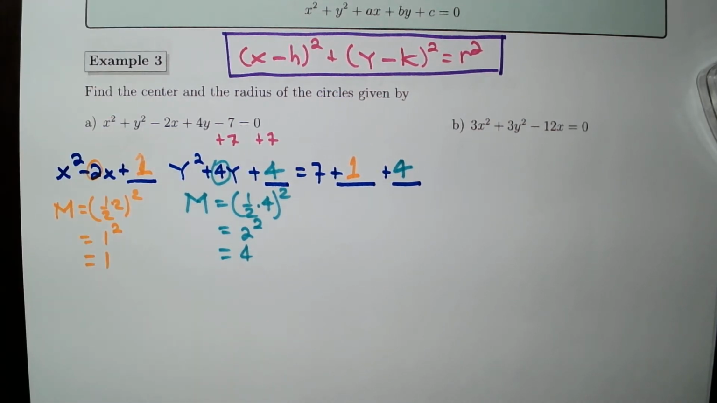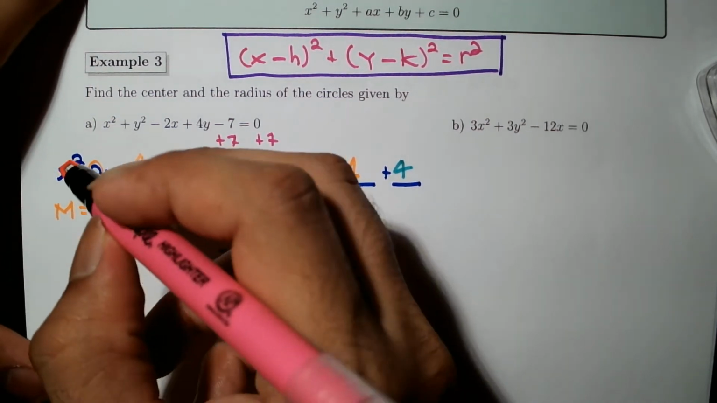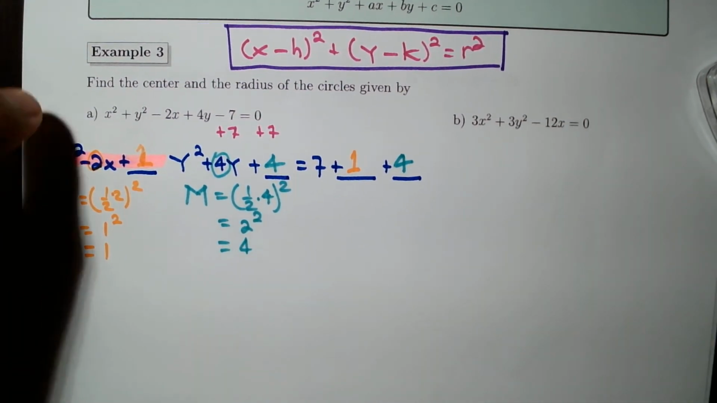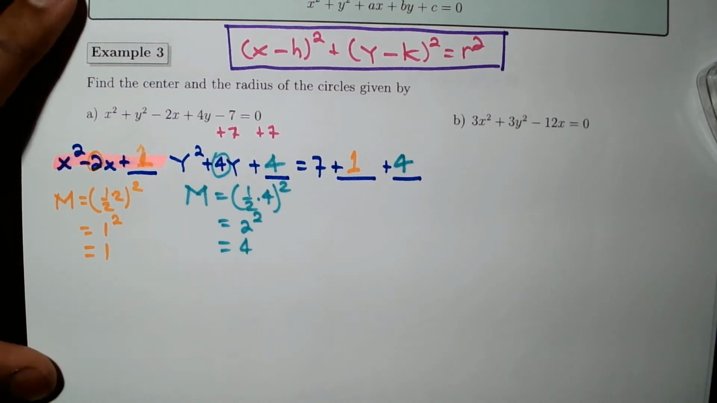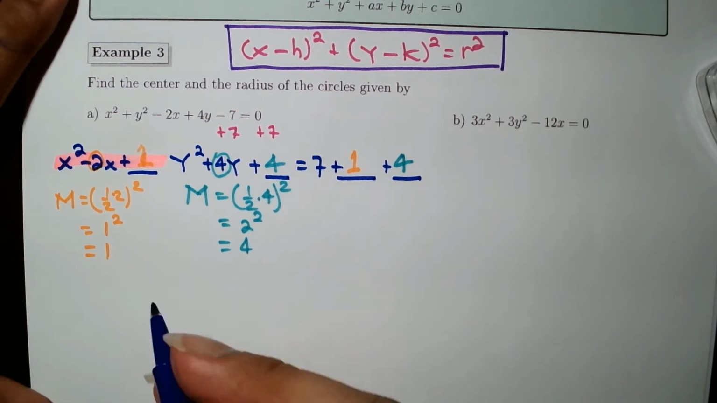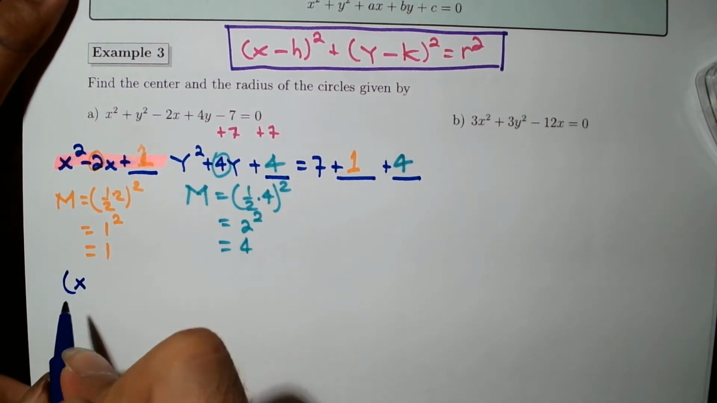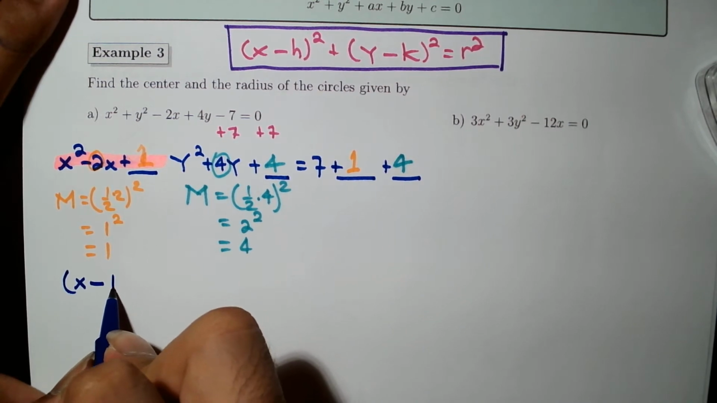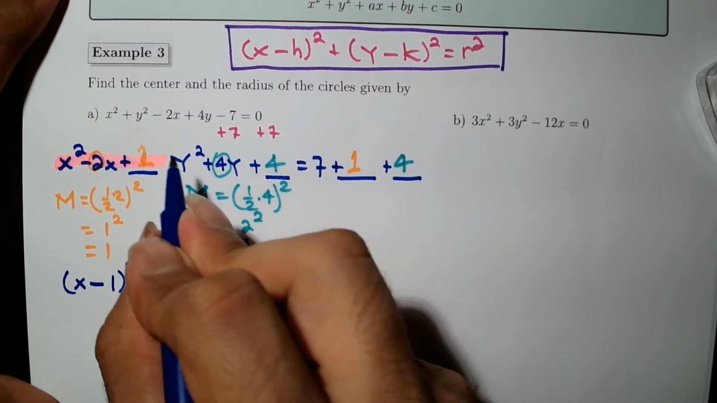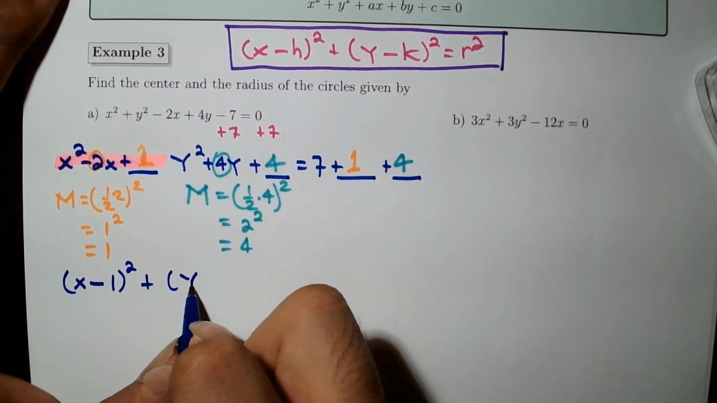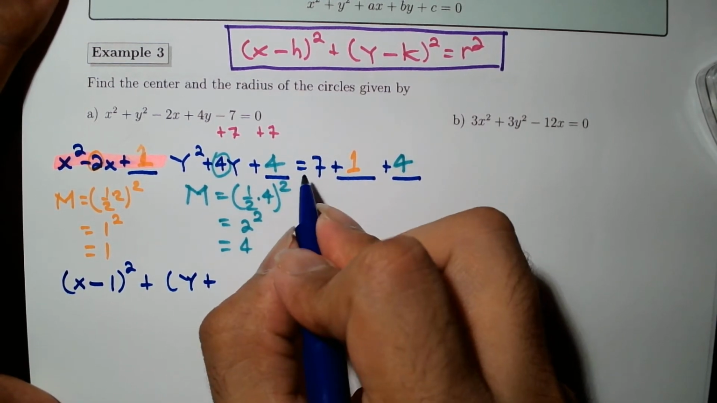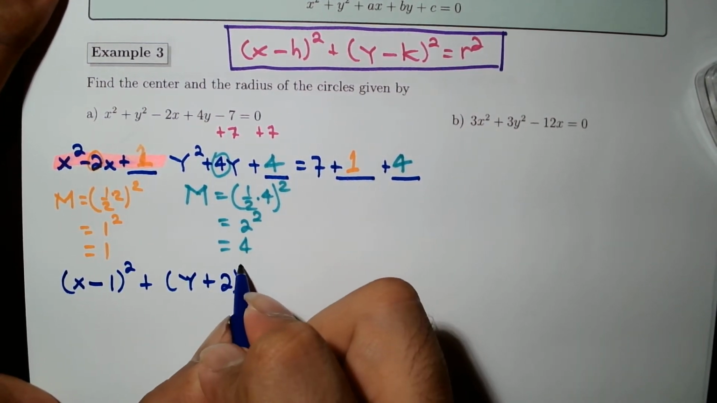Let me highlight this one right here. I'm going to factor that into a perfect square trinomial, which is what we did in the last chapter. Square root of the first term, sign of the middle term, square root of the third term, the whole thing squared, plus square root of the first term on the y's, sign of the middle term, in this case plus, and the square root of the third term, which is 2, quantity squared.